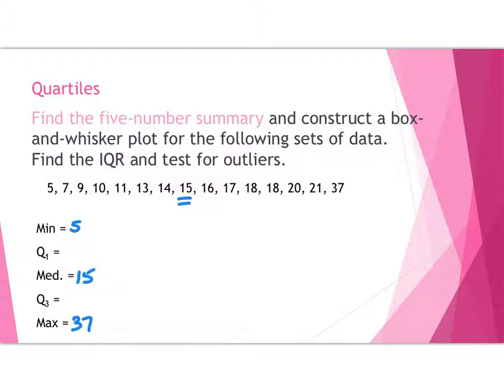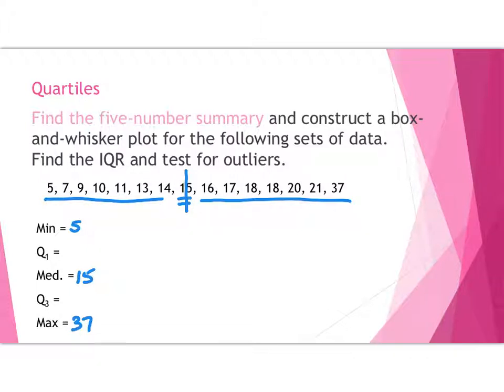Now how do I know? Just count. Our median cuts our data in half. How many data items do we have over here? How many data items do we have over there? So we got 7 on each side. The median cuts our data in half.